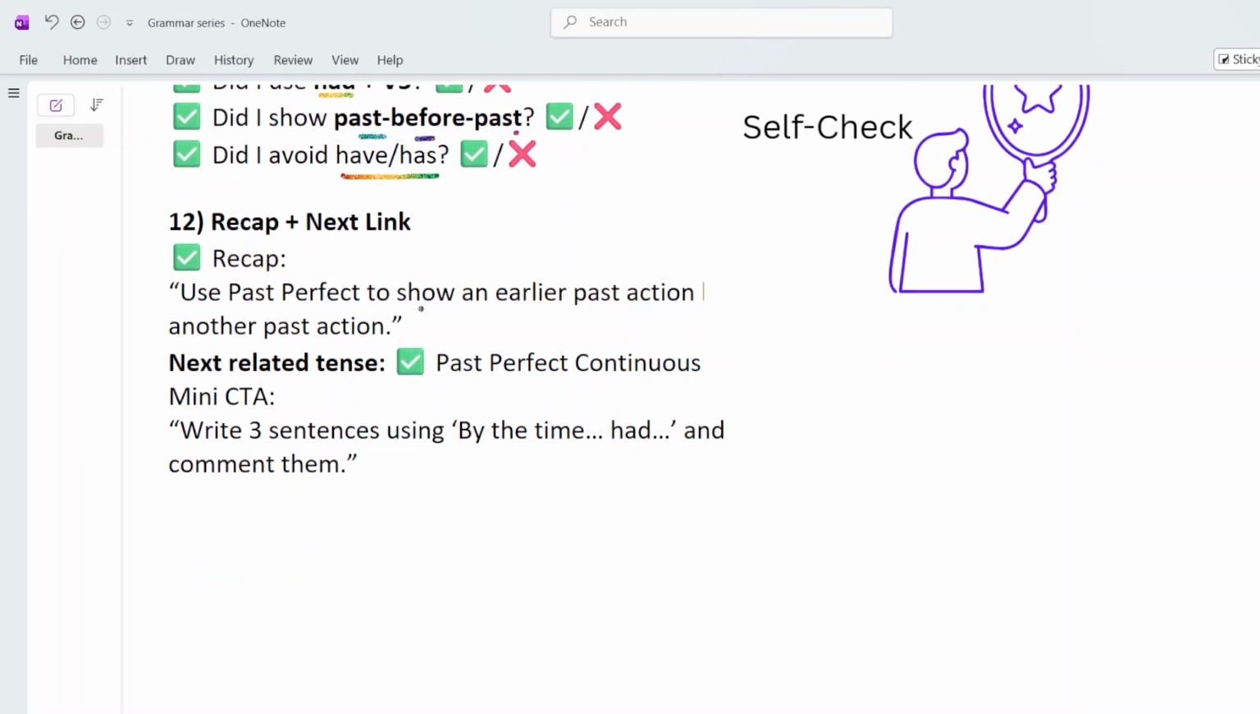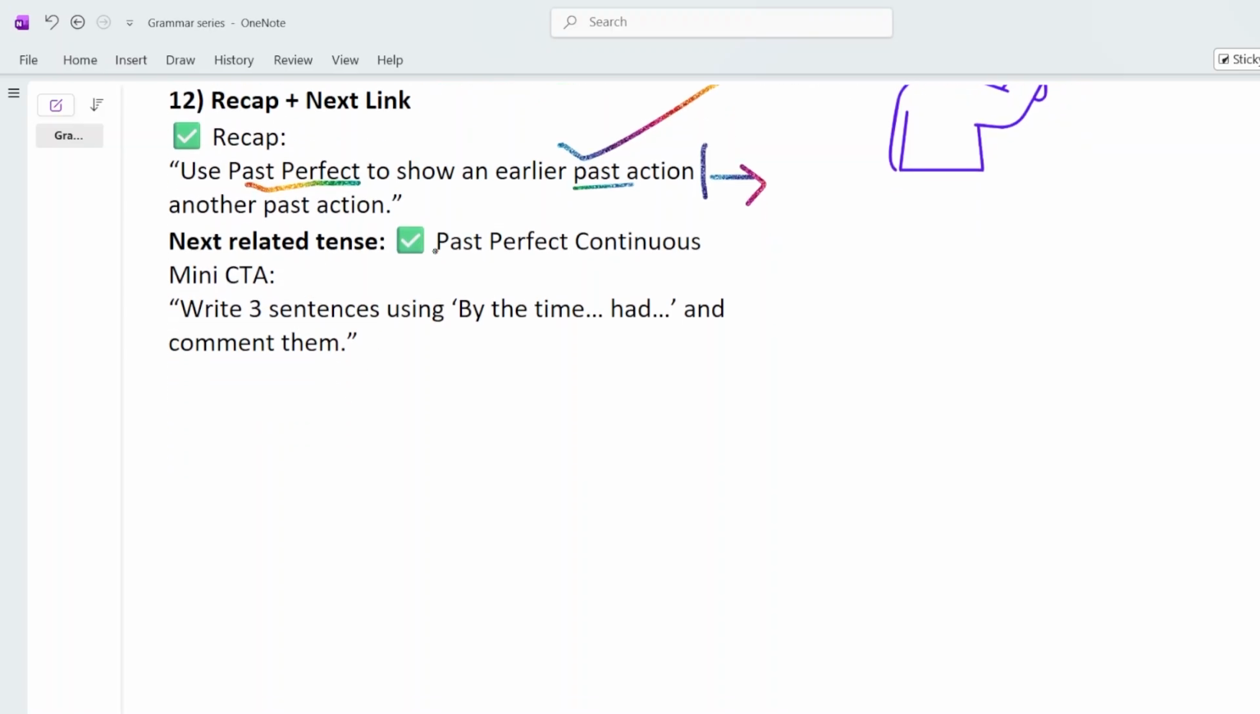Okay. Now, a simple recap. Use past perfect to show an earlier action. Okay. Earlier action in the sense past action. Okay. Not any other action. Earlier past action, plus another past action, followed by another past action. Two past actions have to be present in the same sentence. Only then you're looking at using past perfect tense. Okay. Now, the next tense we are going to touch is the past perfect continuous tense.